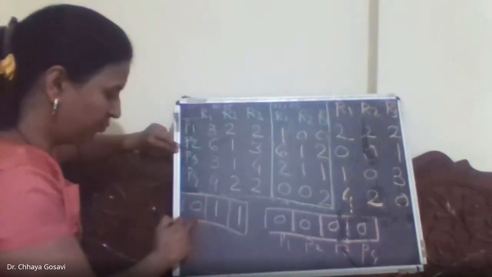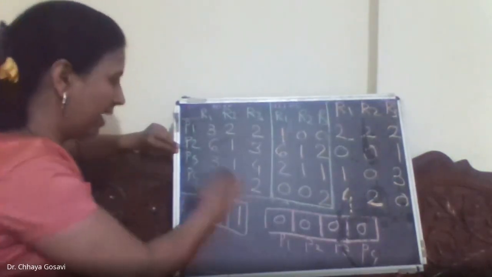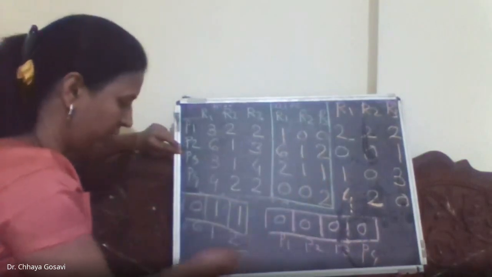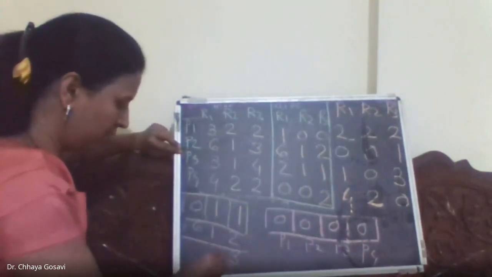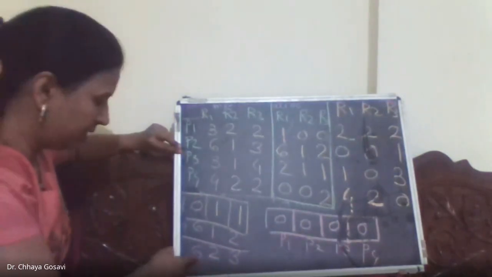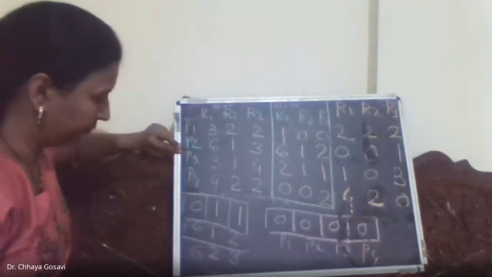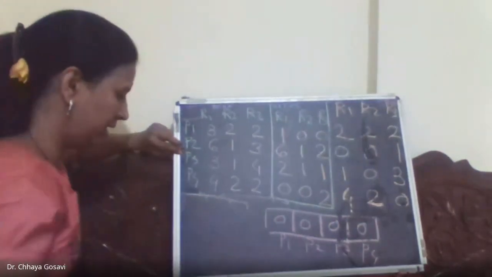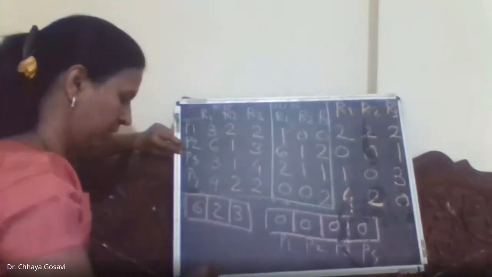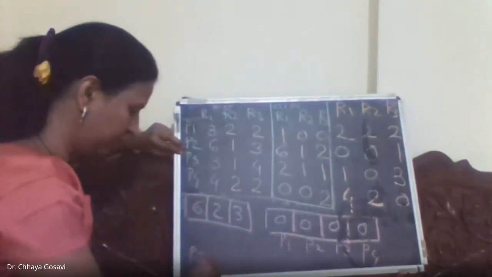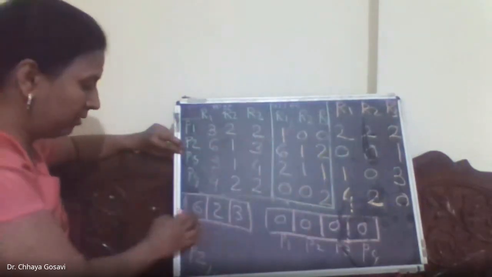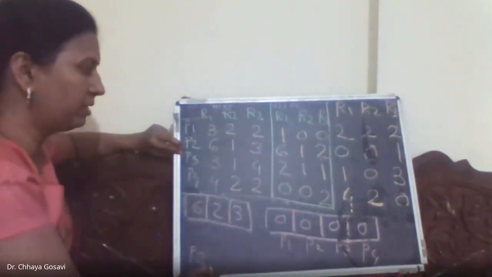work plus allocation of P2, that is 6 1 2. So these resources will be freed, and now the new work will be 6 2 3. And the first process executed is P2. It released the resources allocated to it, and now we have 6 2 3 resources available.